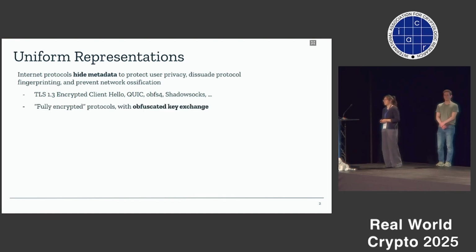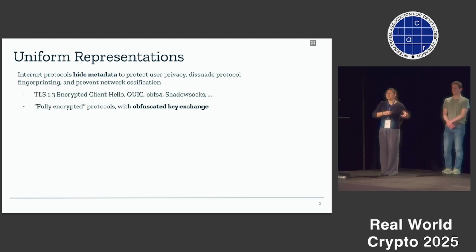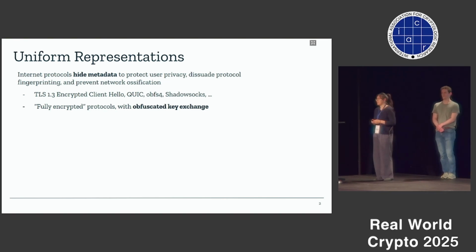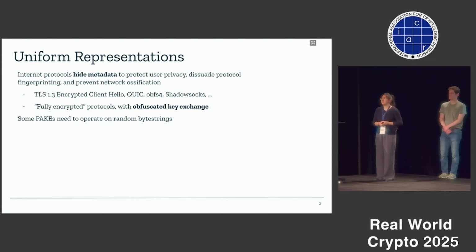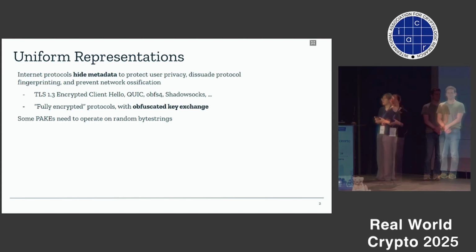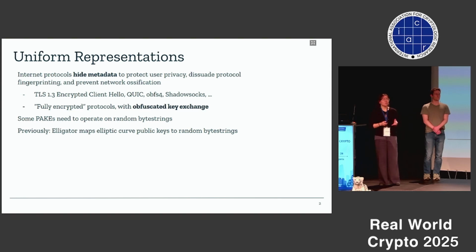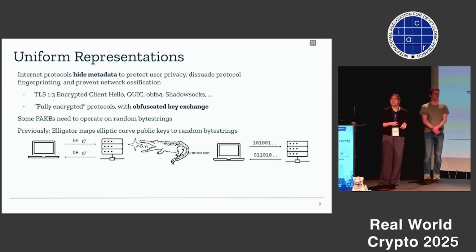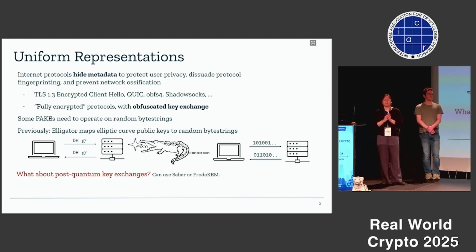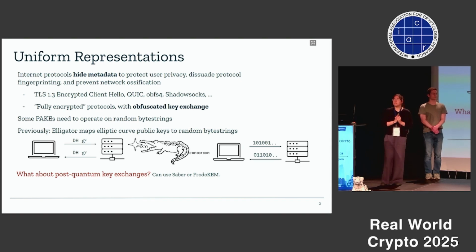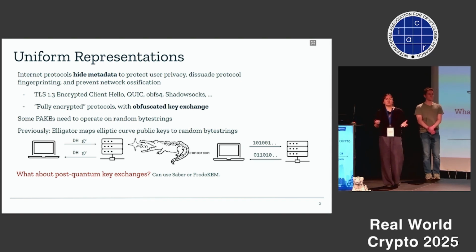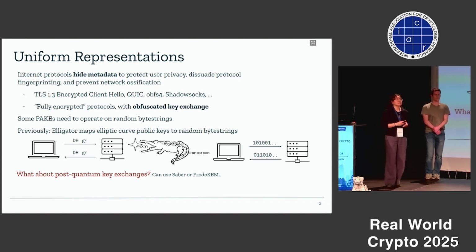traffic on the wire. In particular, when we're talking about key exchanges, we might call this an obfuscated key exchange. These tools are also useful for some password authenticated key exchange protocols, which might need to operate over random byte strings. Previously, in particular for key exchanges, Elligator was used for mapping elliptic curve public keys to random byte strings. But for post-quantum protocols, the situation is a bit less clear. If you're using Saber or FrodoKEM, you're basically already good to go because these public keys and ciphertexts already look like random byte strings.